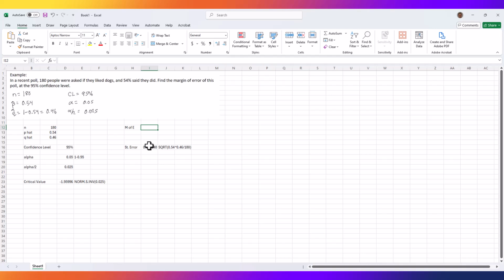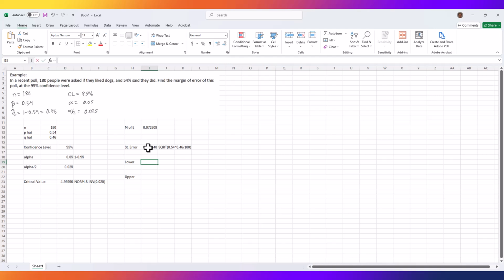Now, for the margin of error, I'm going to do the critical value, and I will just make it positive by doing -1 times the critical value and then multiplying by the standard error. This gives us the margin of error. I like to do these without rounding until the very end, but once I have the margin of error, then I get a lower bound and then an upper bound for our confidence interval.